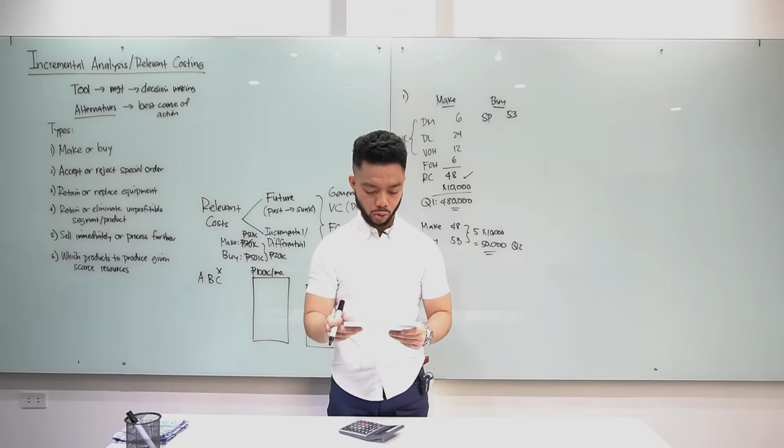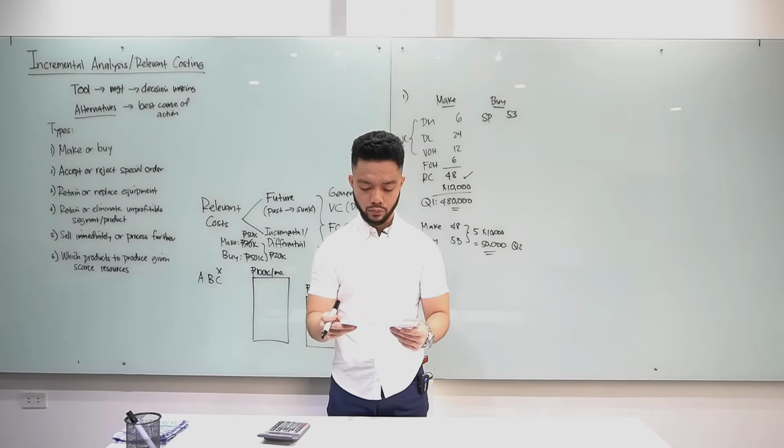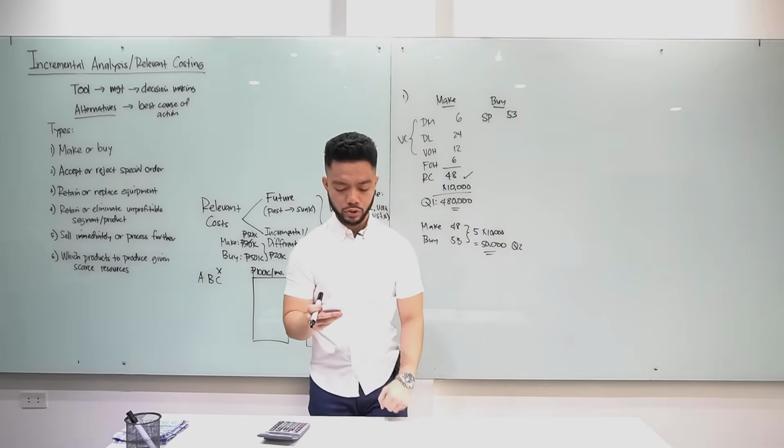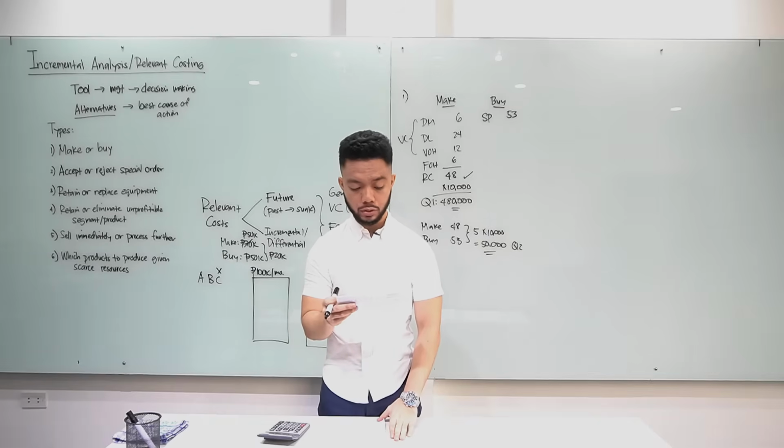Basahin mo natin yung question. What is the differential cost to ABC company by purchasing the components from XYZ? Okay, let's read the given. ABC company manufactures components for use in producing one of its finished products. When 12,000 units are produced, the full cost per unit is 35.